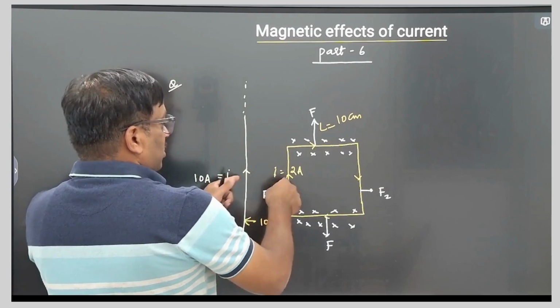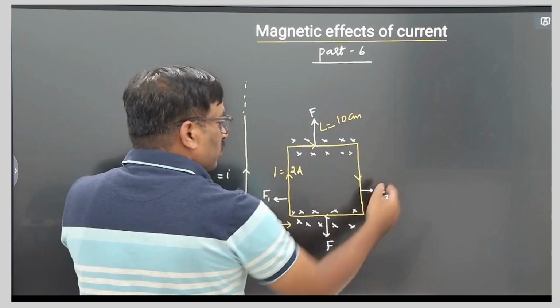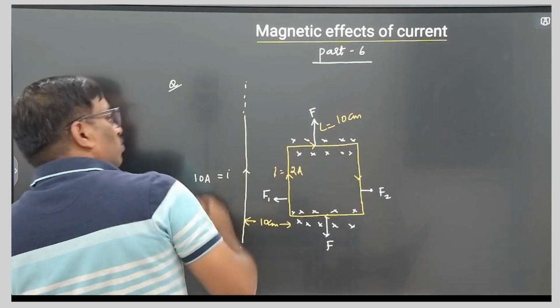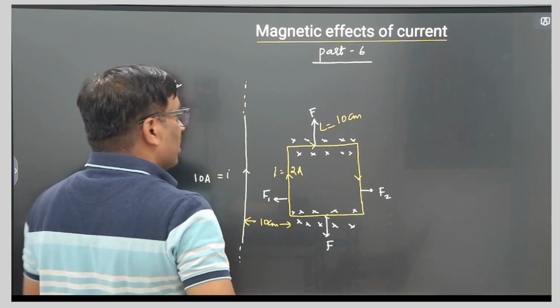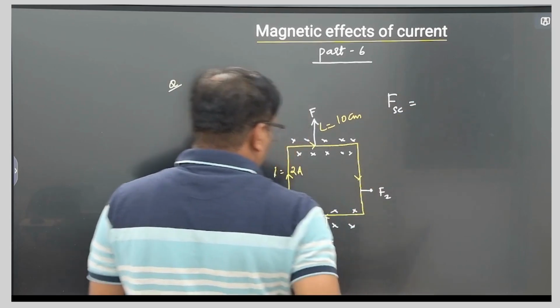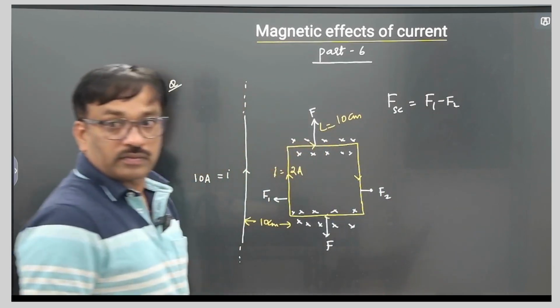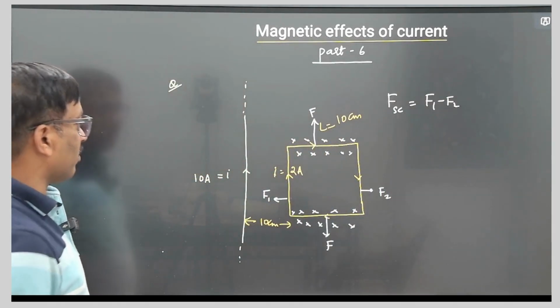Why? Because the current is the same, but the distance is smaller, so this force will be more and this force will be less. The total coil will move toward this side. We want to calculate the force acting on this square coil. It will be F1 minus F2. Clear? So we have to calculate what F1 is.